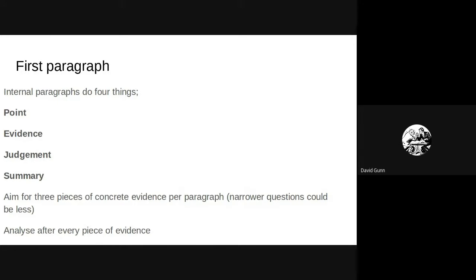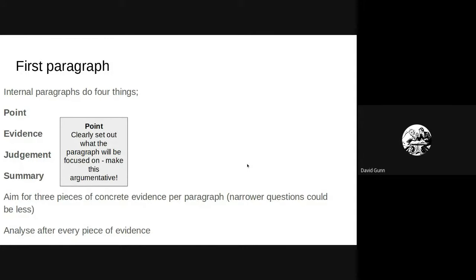If it's a very narrow scope, for example, you maybe don't have 3 pieces of evidence for every factor, and that's okay. If you've only got 2 for one paragraph, it might be okay. But what you've really got to do is make sure that you analyze every piece of evidence. So linking it back to the question, explaining how that piece of evidence helps to answer the question. So to go into this in a little bit more detail, what you need to do to begin with is set out what the paragraph is going to be about. What is the focus of the paragraph? The topic sentence, it's sometimes called.